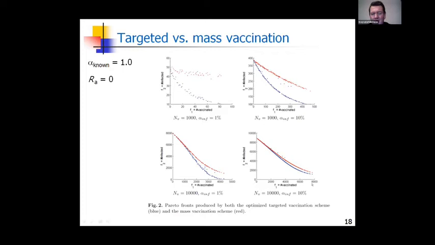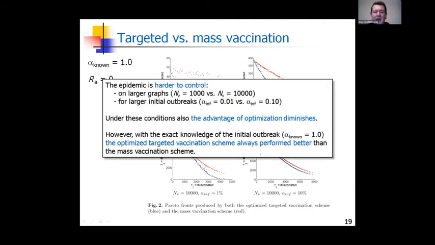For larger graphs and for larger initial outbreaks, the problem becomes more difficult, as evidenced by the fact that this Pareto front is more to the top right, of course, meaning more entities have to be vaccinated and more of them get infected. And also, as you can see, the advantage of the optimization diminishes in this case. But notably, the targeted vaccination scheme for the full knowledge scenario was always outperforming the mass vaccination scheme. So optimization is always beneficial in this case. So it's a certain baseline to start from.